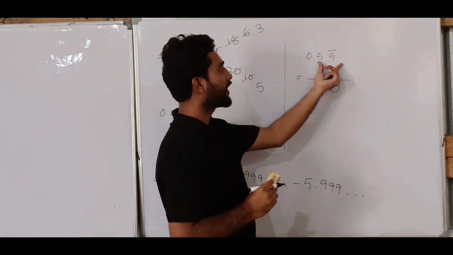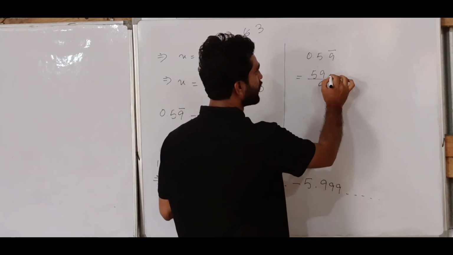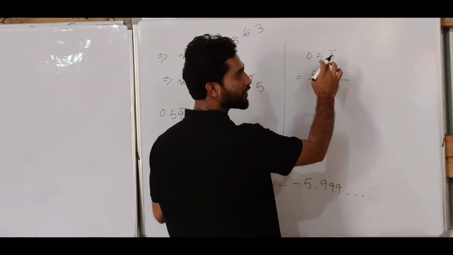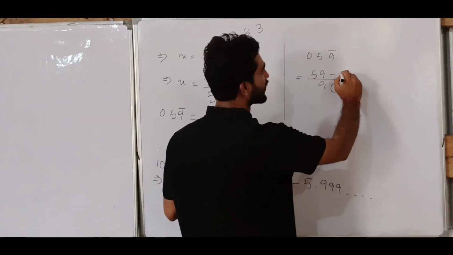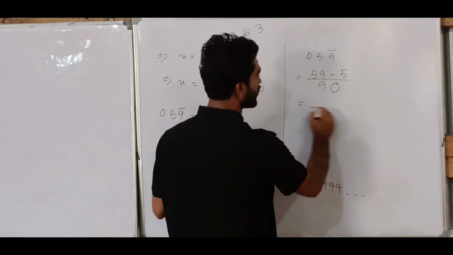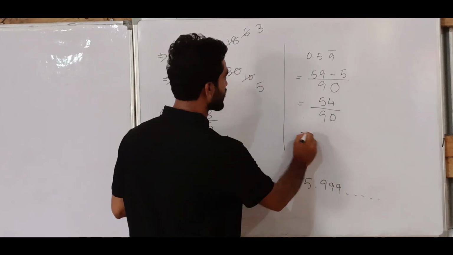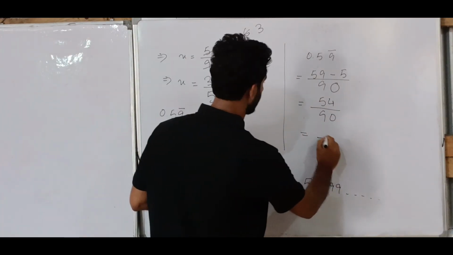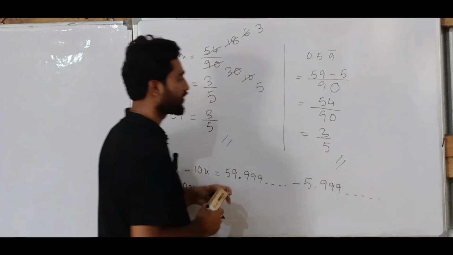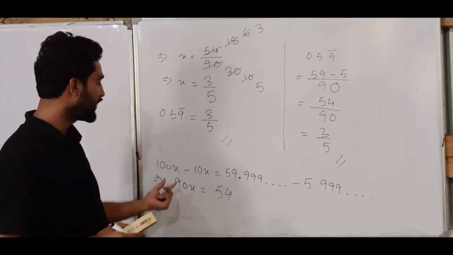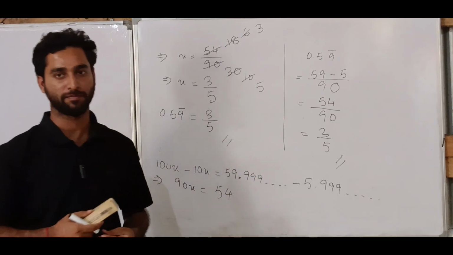Now in the numerator, whatever number is there, you have to write that number. 59. Now we have to subtract the digit or the set of digits which does not contain a bar. So this will be 54 divided by 90. Again see, if we simplify, we will reach 3 by 5. So in this way we can solve any non-terminating repeating decimal expansion in the P by Q form.